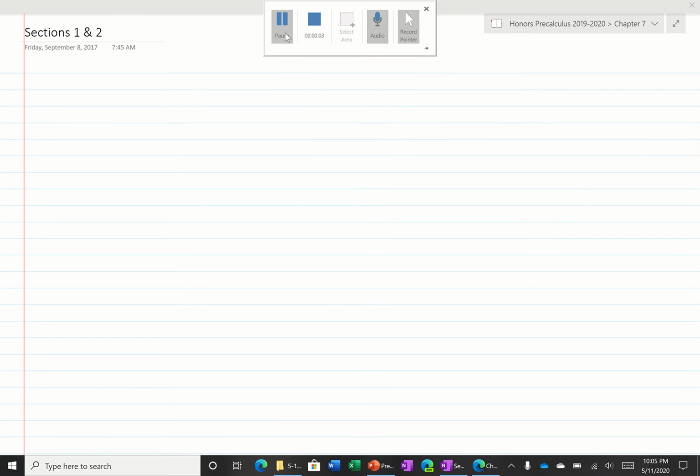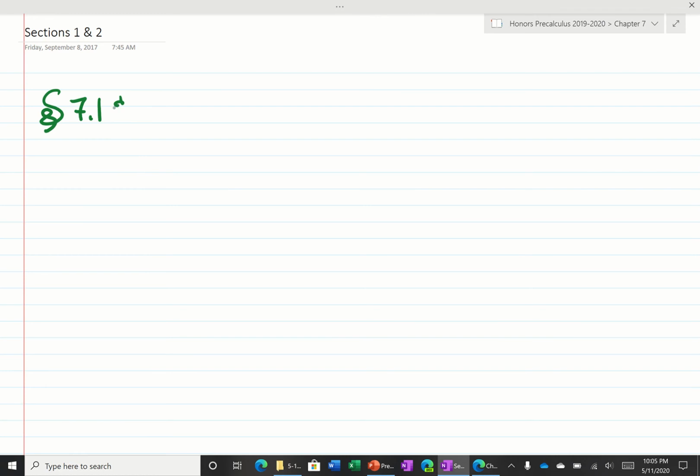Today we're going to be talking about how to solve systems of equations, both linear and nonlinear. So this is section 7.2 and 7.1. We're going to be solving systems with two variables.